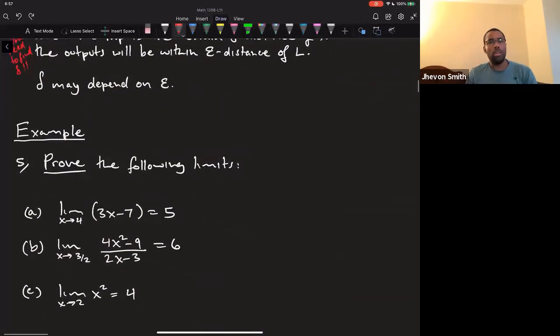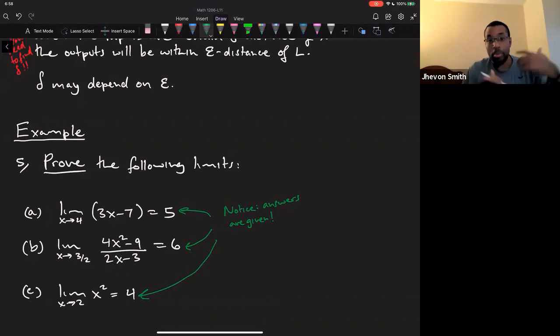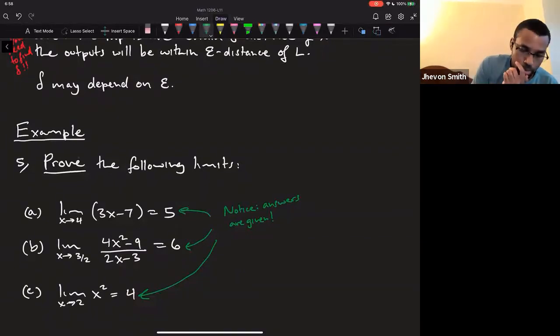So here, I want you to notice that you're given the answer, right? So notice answers are given, right? So I know that the answer is 5. I know that the answer is 6. I know that the answer is 4. Or let's just say I'm proposing that the answer is 5. I'm proposing that the answer is 6. I'm proposing that the answer is 4. And I have to convince someone else. So whenever you see proof or prove that the limit exists, not compute the limit, not evaluate the limit.